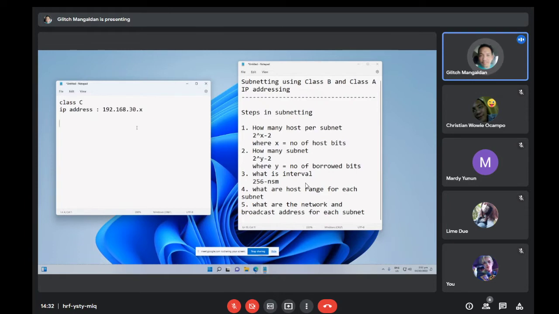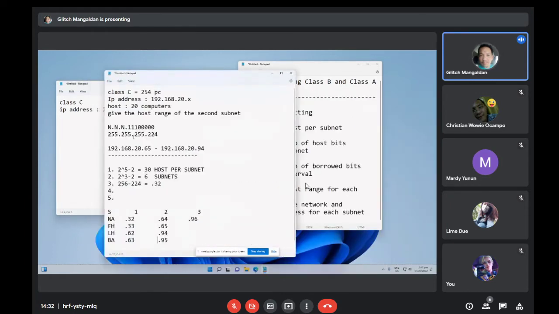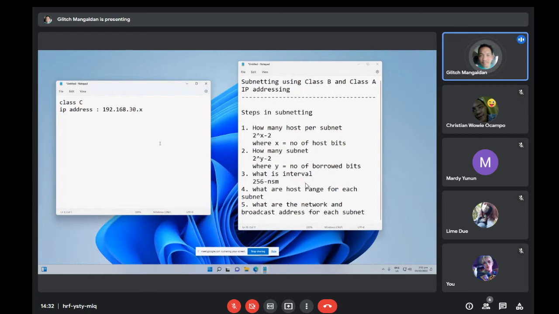What if the given is different? Earlier, if you look at the given, the given was the number of hosts. Now, we will change it. What if the given is different? The given is the new subnet mask. The new subnet mask to be used is 255.255.255.240. Okay? That's the given. Now, the question is, what you need to find is: give the host range of the first subnet. That is the first question.